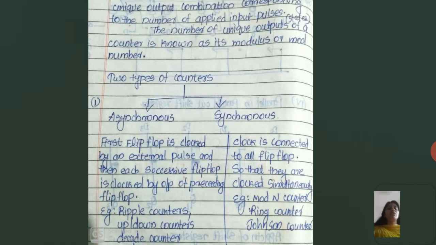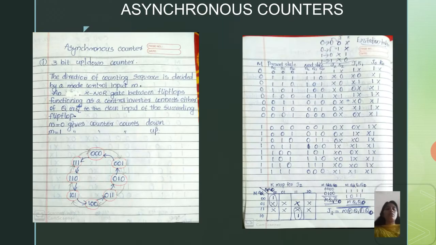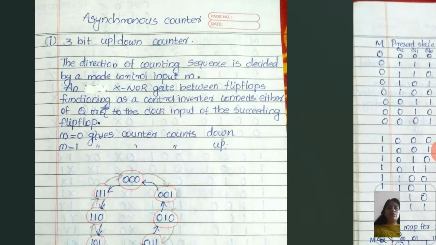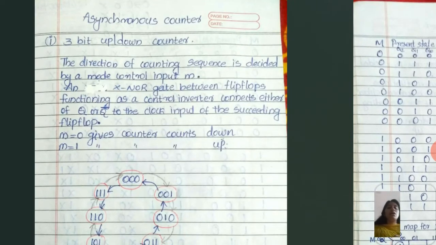Then we are going to take a look at two asynchronous counters. The first one is the 3-bit up-down counter. Let's see what a 3-bit up-down counter is. It is a category of asynchronous counter, and here you are doing the counting in upward and downward direction. Since you are providing 3 bits for this counter, you can count up from 000 to 111, that is 0 to 7, which includes 8 counts. That will be the number of unique states for a 3-bit up-down counter.